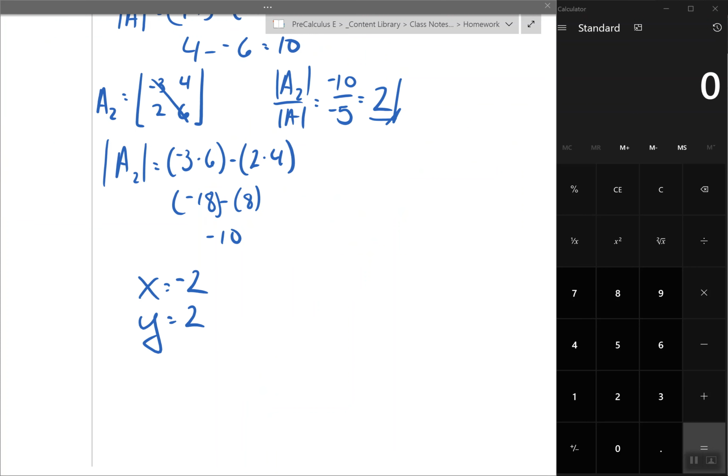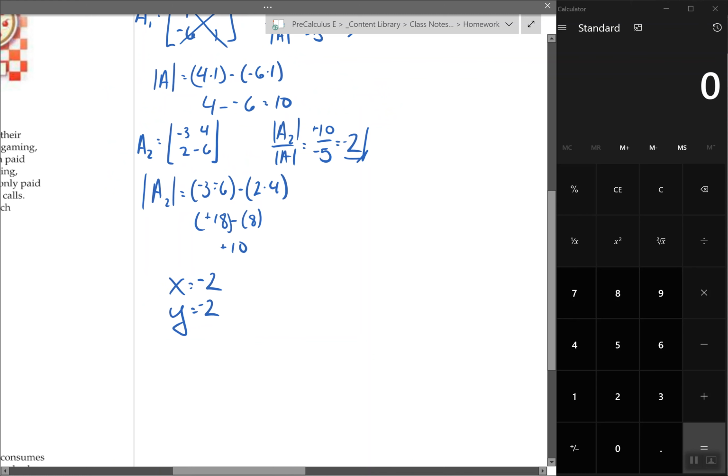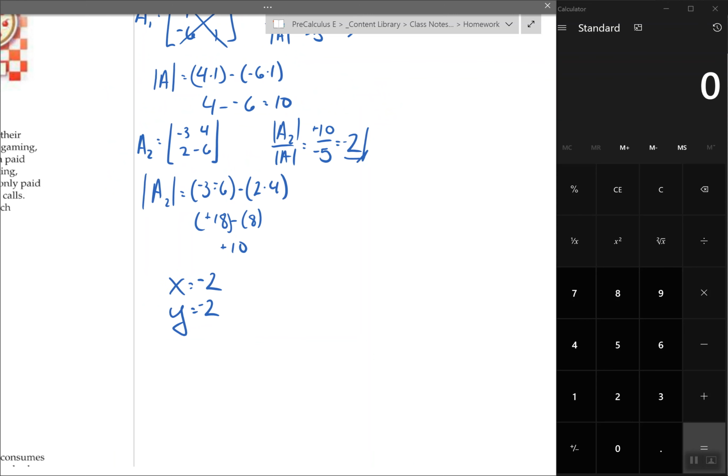I made a slight mistake. That was supposed to be -6 up here. So this is -6, -6, +18. 18 minus 8 is +10. So the solution is -2 for y as well. So my mistake there. So our solutions should be both -2, -2.